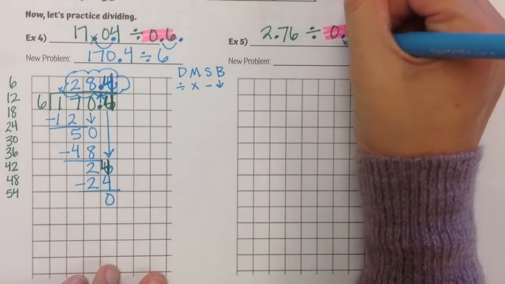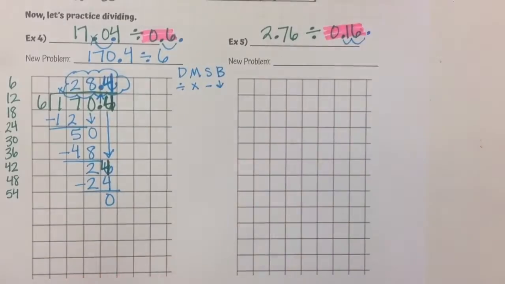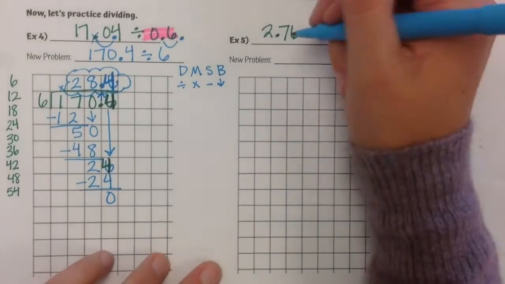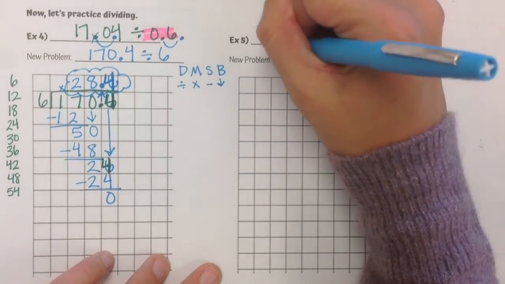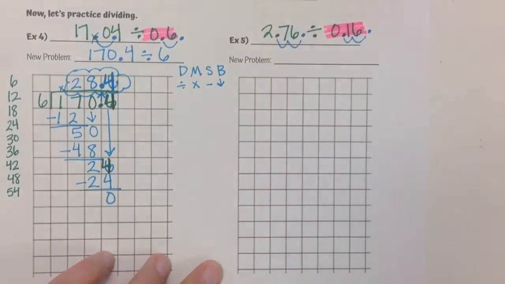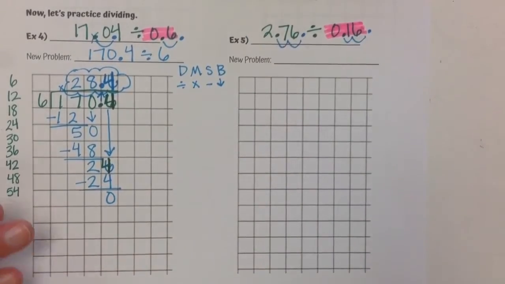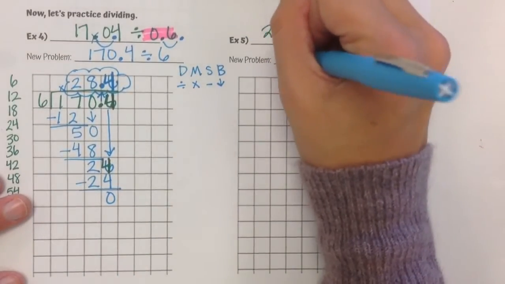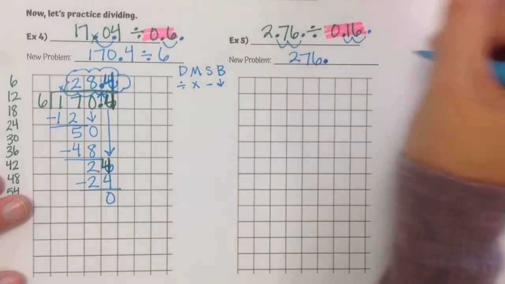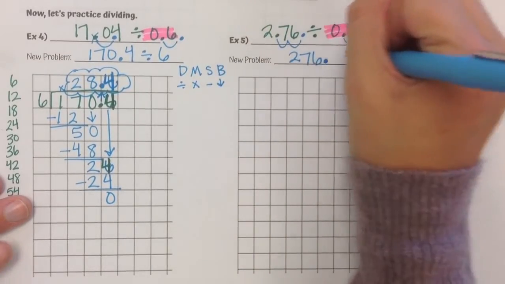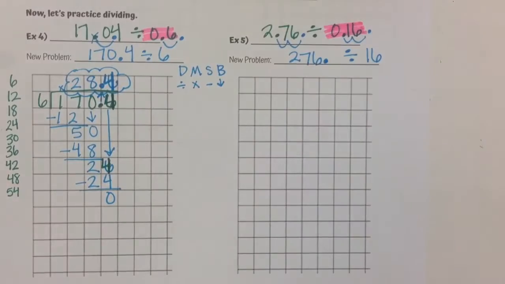So I'm going to move it over once, twice, which means in my dividend over here I need to move it over once, twice. My decimal goes at the end there. So I'm going to rewrite this. This is 276, and I'm going to leave that decimal there, divided by 16. And then I'm going to rewrite my problem over here to divide.